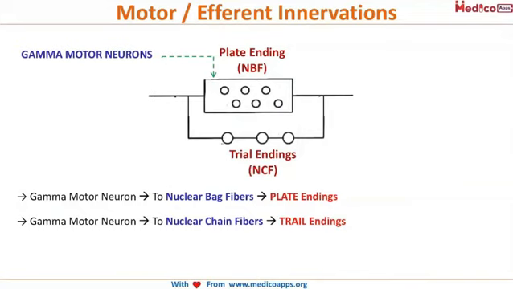Now let's look at the efferent innervations. The gamma motor neuron that innervates the nuclear bag fibers is known as having plate endings, and the gamma motor neuron that innervates the nuclear chain fibers is known to have trail endings. So: nuclear bag fibers, plate endings; chain fibers, trail endings.